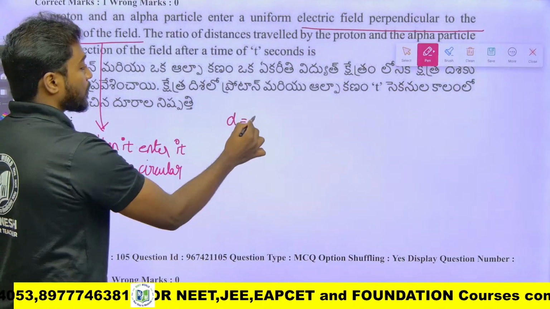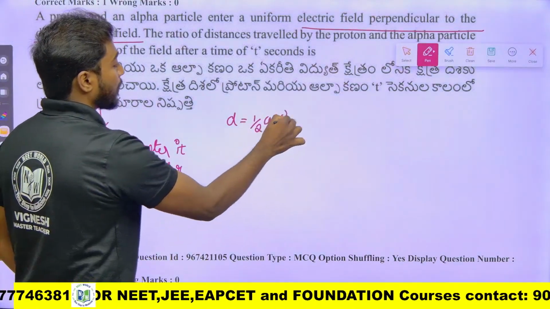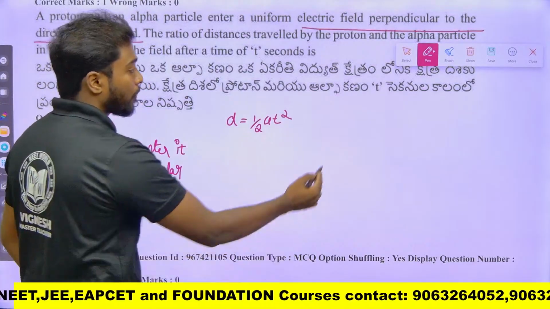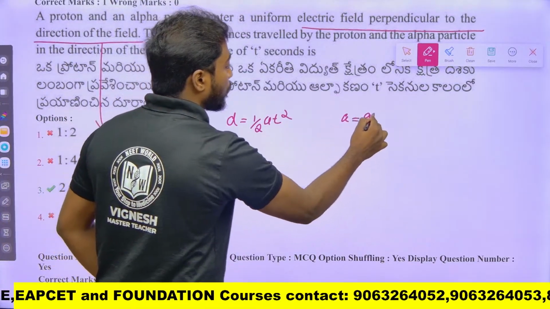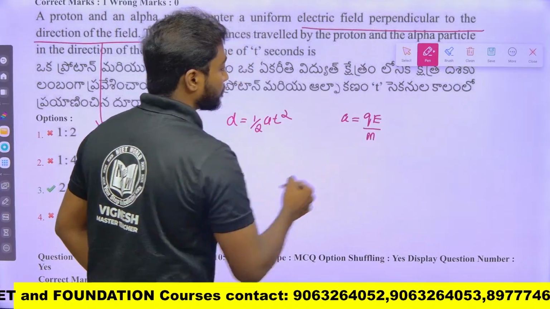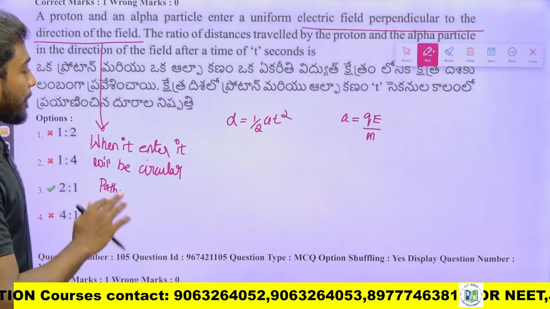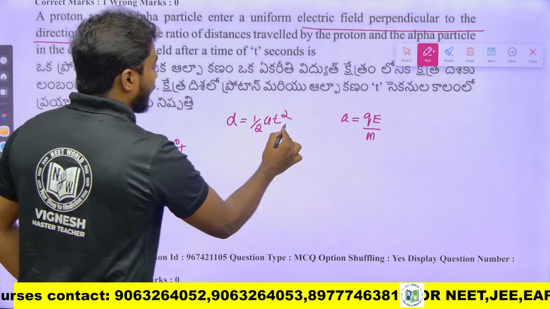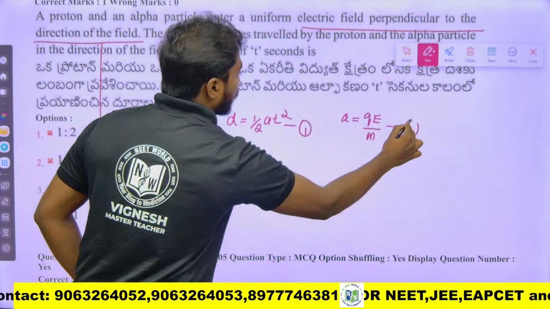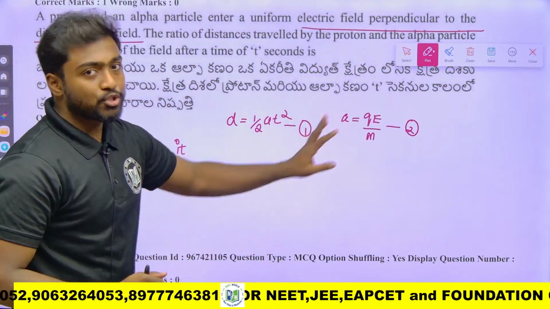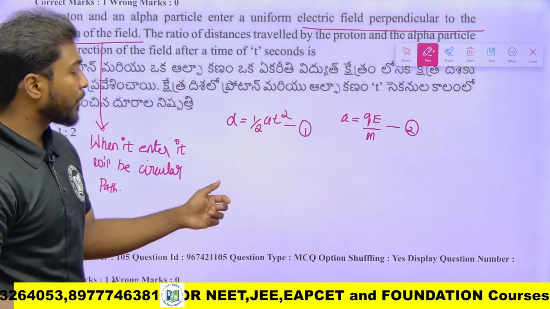So the distance I need to find. We know the formula d is equal to half a t square. And we know the formula for acceleration in the electric field, a is equal to qE by m. So keep as it is. I can take this as equation number 1 and equation number 2. You can take the ratios for this.